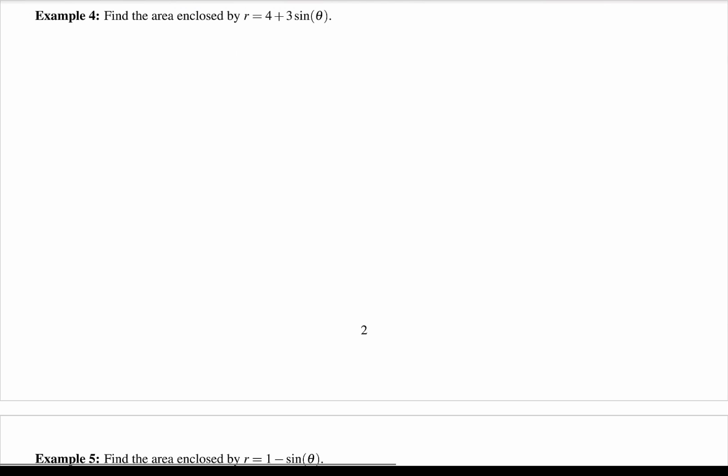Now let's look at example 4. Here, this is not a plus a sine theta. However, it is still going to be a cardioid. Okay? So for this cardioid, there's something special we can do.